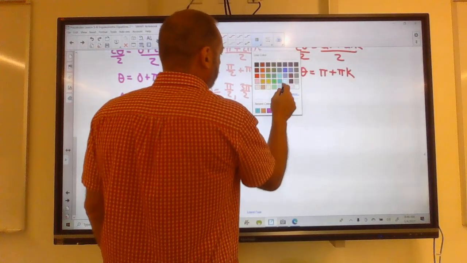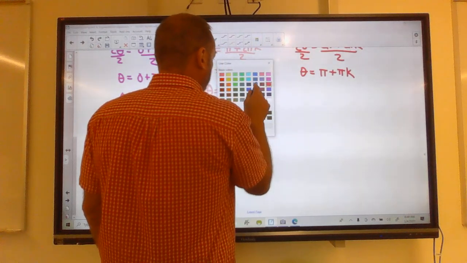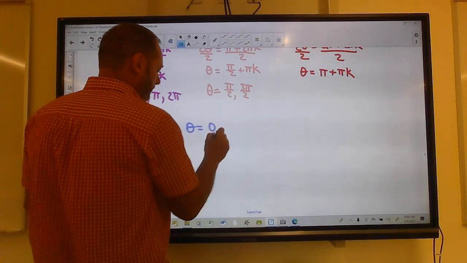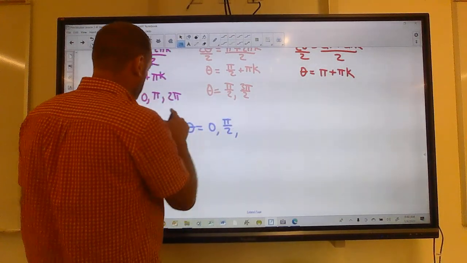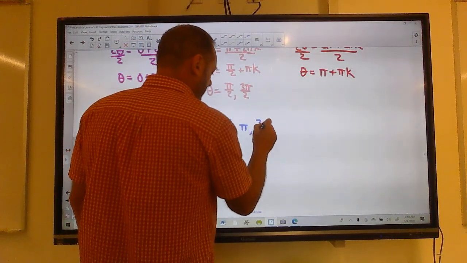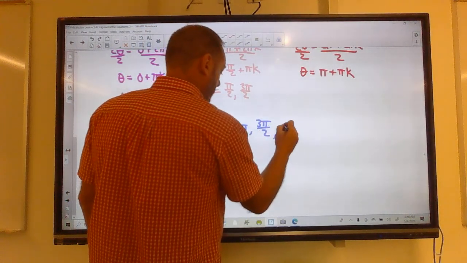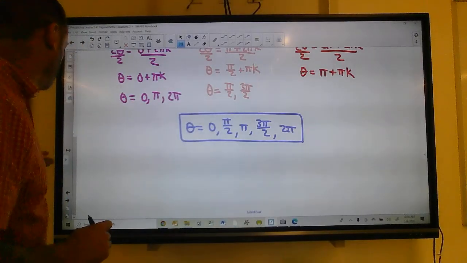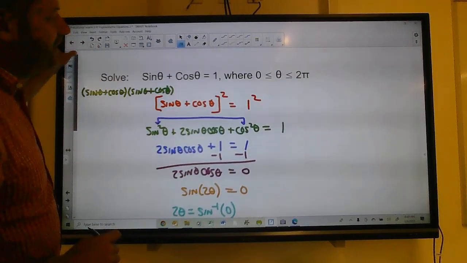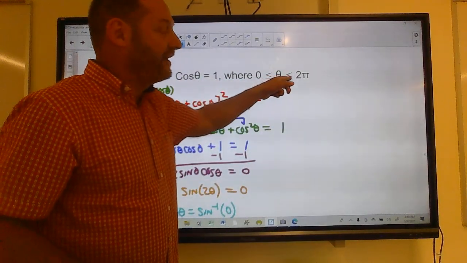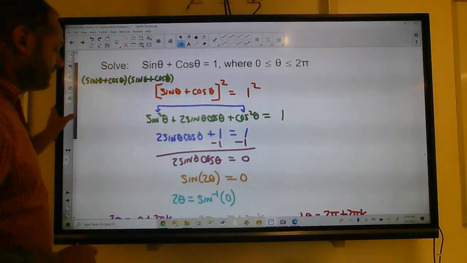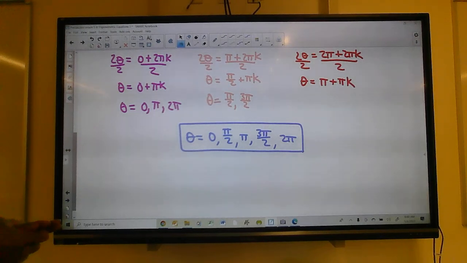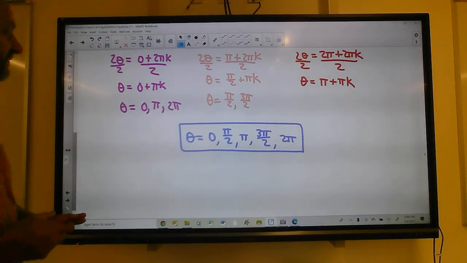So what are my solutions to this? My solutions are going to be, I run out of colors here, theta is going to be 0, pi over 2, pi, 3 pi over 2, and 2 pi. Now be really careful because college professors will trick you up sometimes. They maybe put a less than and not equal to on this one, in which case this would not be an answer. That's a great thing to trick you up on. So you need to pay attention. So right now this has 5 solutions.